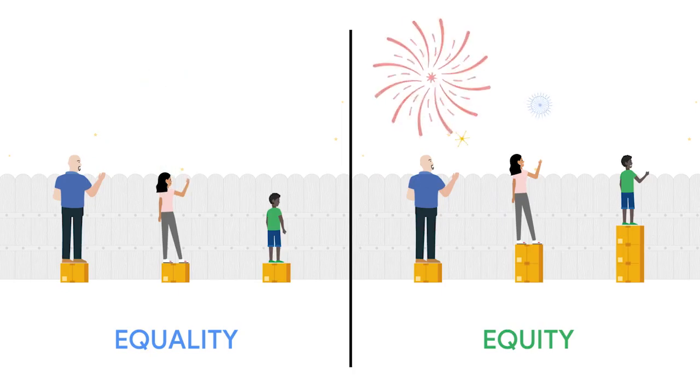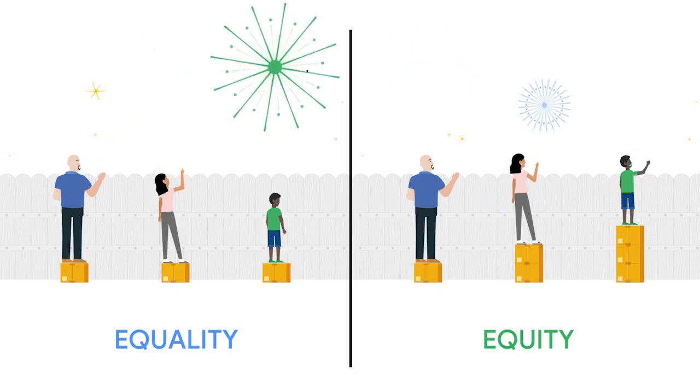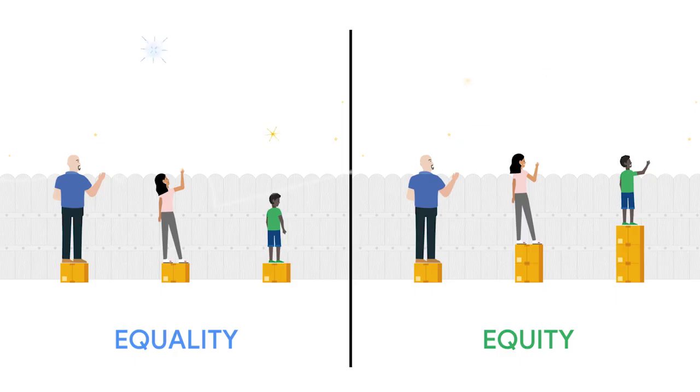The illustration on the left represents equality because every person gets the same box to stand on. But because each person is a different height, the tallest person has a better view. The illustration on the right represents equity because each person is given what they need. The shortest person is given the tallest stack of boxes to stand on. So, let's explore how this relates to design.